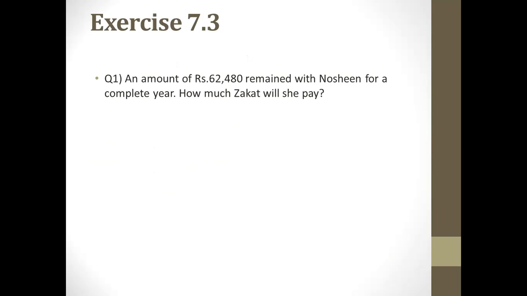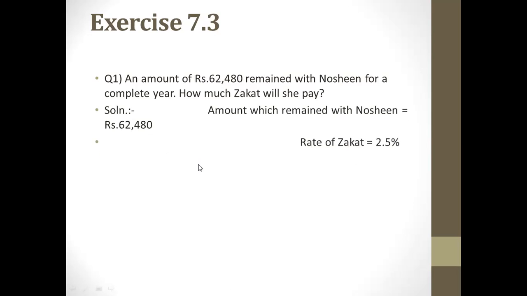Question number 1: an amount of rupees 62,480 remained with Nosheen for a complete year. How much zakat will she pay? You have to find the zakat on this amount. You know that the amount which remained with Nosheen is this much. The rate of zakat is 2.5%, meaning that on each 100 rupees you have to pay 2.5 rupees zakat.